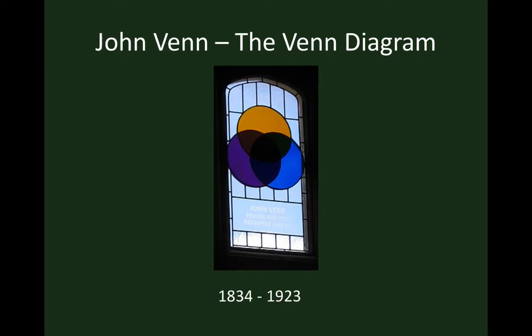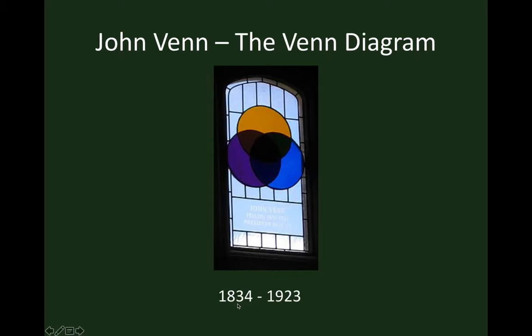In any case, the Venn diagram is named after an English mathematician named John Venn. This is a stained glass mirror that is a tribute to him. I'm not sure exactly where this is. I wonder if it's somewhere in the Royal Society Church. I don't know if they have a church, honestly, but I don't know where this is. But it's a tribute to John Venn, and I found it on this image. I thought it was kind of neat.